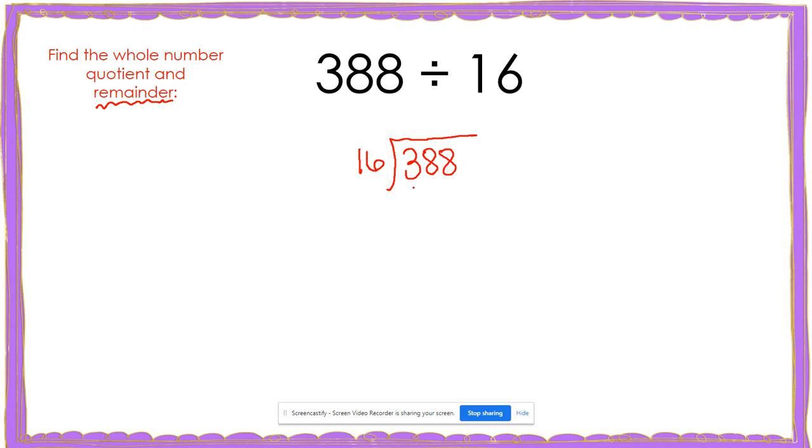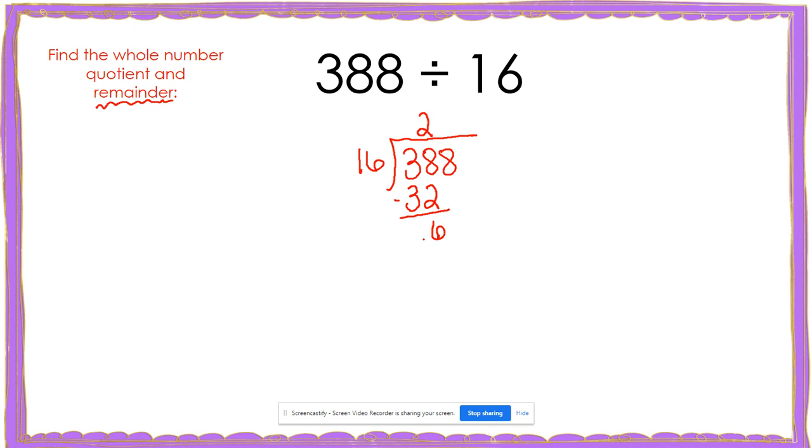I'm going to start with 3, but I know that 3 is smaller than 16, so it cannot be divided into 16 pieces. So instead, I'm going to go to 38. 38 is larger than 16, so I can divide 38 by 16. And I know that 38 divided by 16 is 2. So again, I put the 2 over the 8 since I was looking at 38 instead of over the 3. I'm going to multiply 2 times 16, which gives me 32. So I will subtract 32 from 38. And when I subtract 32 from 38, I get 6.